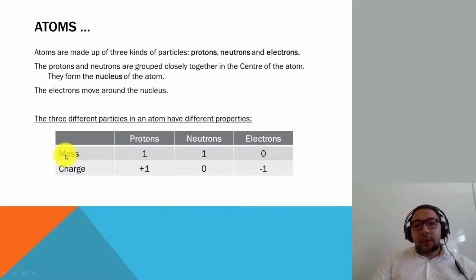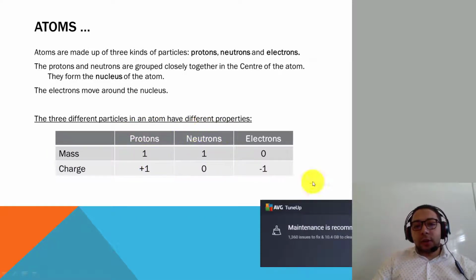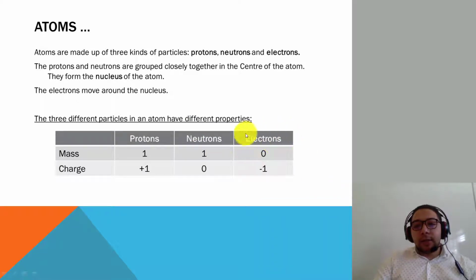This is the mass, and proton has a value of 1, neutron has a value of 1, and electron has no value. This means that the proton and neutron are making the mass of an atom, while the electron can be neglected. It's very, very light, so it can be neglected from the mass calculation. On the other hand, when it comes to the charge, the proton has a positive charge, neutron has no charge or is an uncharged particle, and electron has a negative charge.